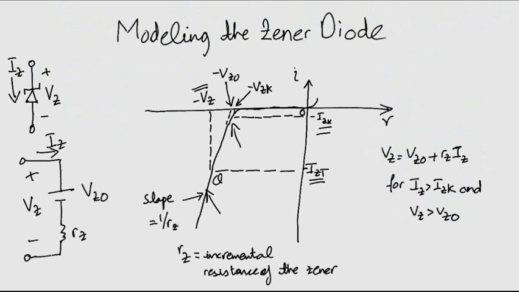Let's come back to this graph and we can see that VZ0 and VZK are almost equal values. Therefore, when we know the value of VZ0, we can also find the value of VZK.